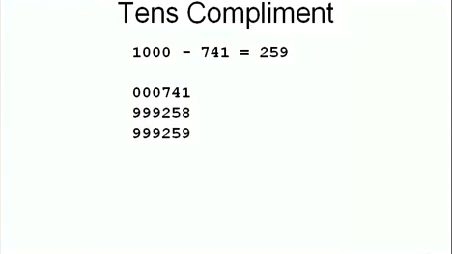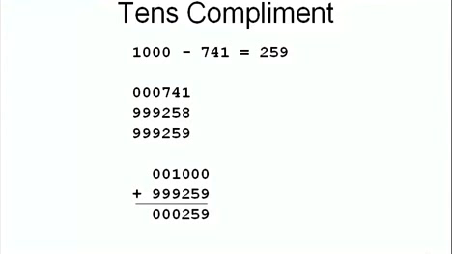Now that we have the complement of the number, which is a way of representing a negative number, we only have to add it to 1000 and throw away the digits that are carried off to the left. The result is the same as if the numbers had been subtracted.